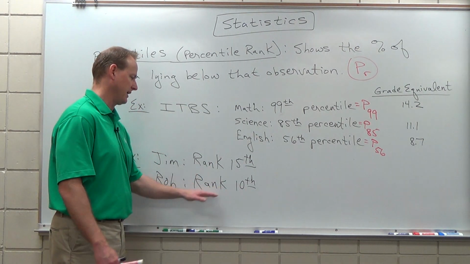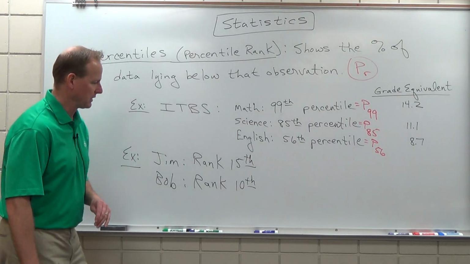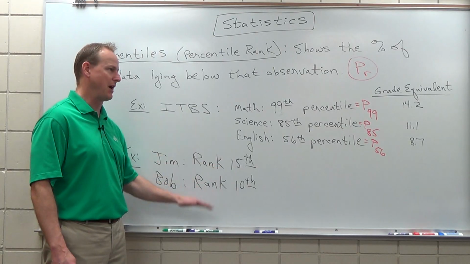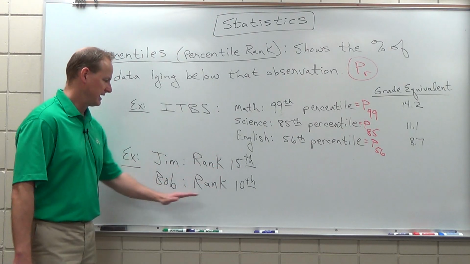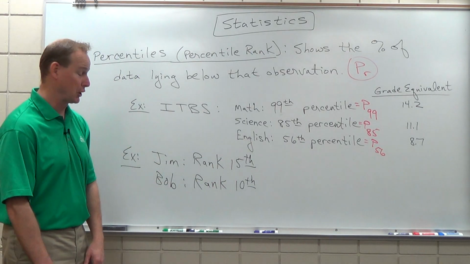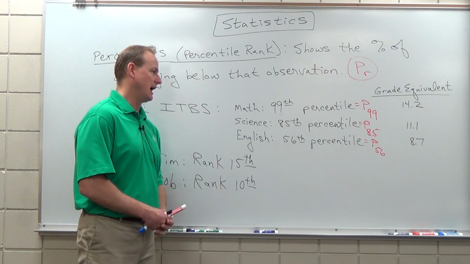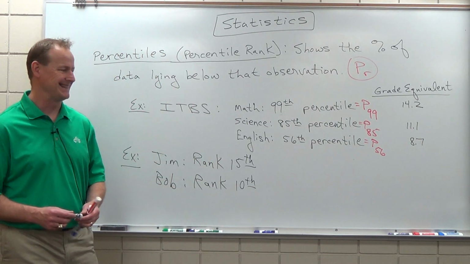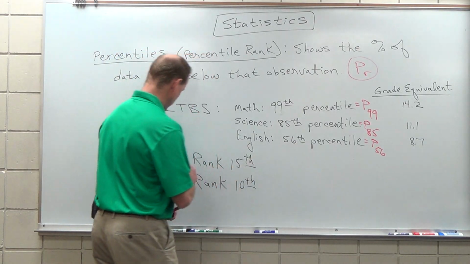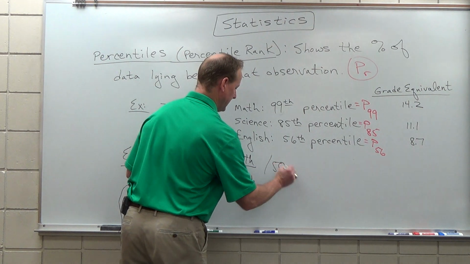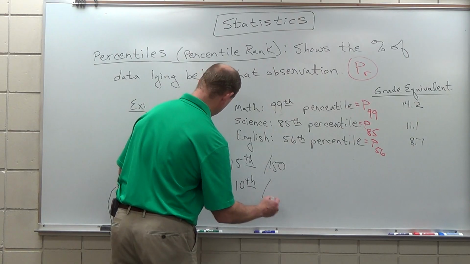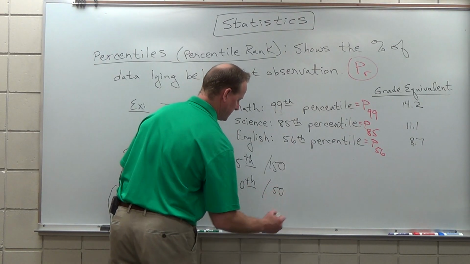Bob has a rank of 10th, so he could put on his college resume that he's in the top 10 in his class. The question might be, comparatively, who might be better? Instinctively, it may seem that Bob is better because he has a higher rank, closer to the top of the list. However, what's important here is how many students are in that class. Let's say that Jim has a rank of 15th and there are 150 students in his class, and Bob's rank is 10th and there are only 50 students in his class.